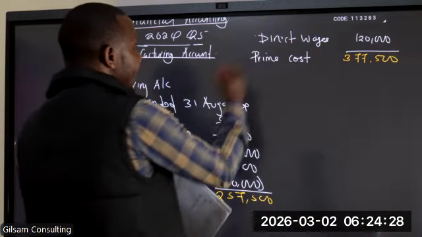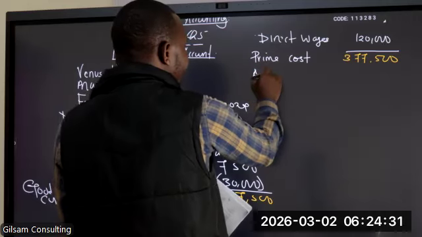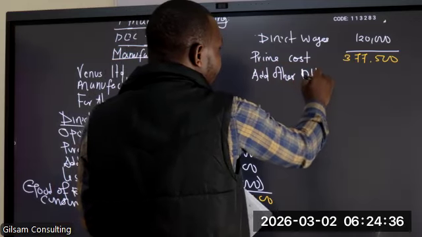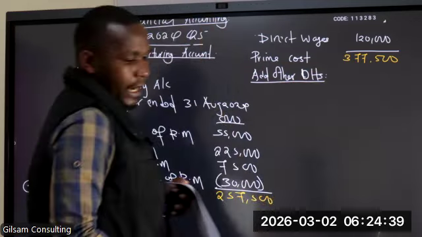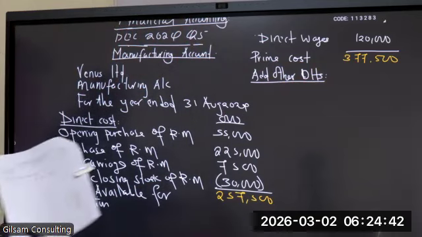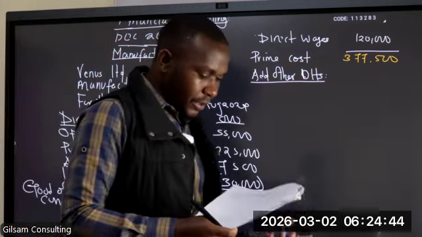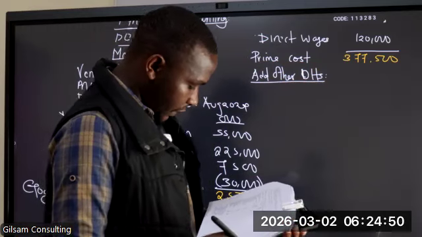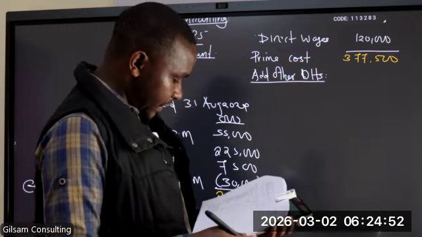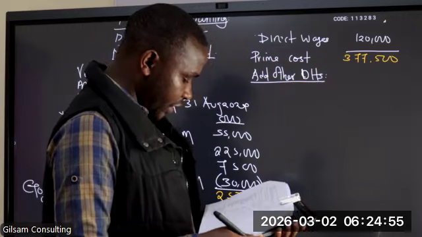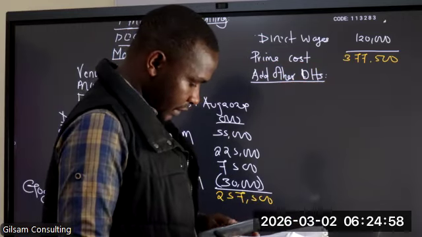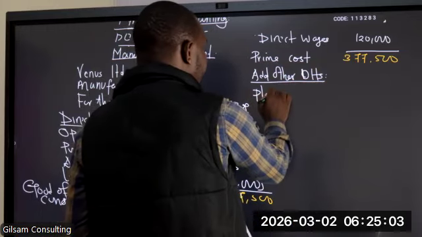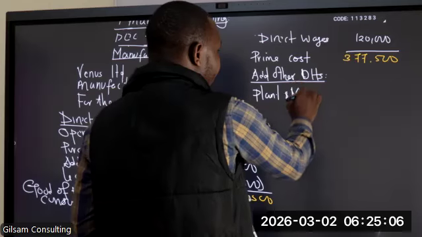Then we add other indirect overheads, which we start with additional information. Number 1 is depreciation provided. Factory building, plant and machinery, you will always put it in the manufacturing account because plants are used in the factory.